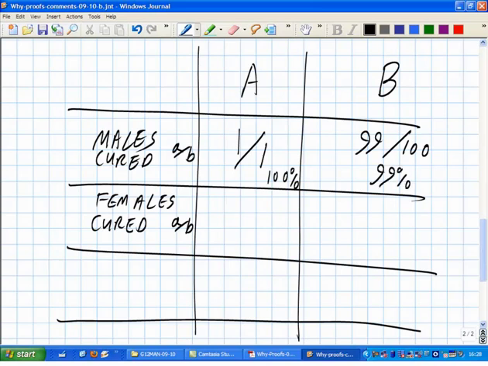Now what I'm going to do for the female patients? 2 out of 3. That's a good one. That's 67%-ish. One out of 2 for 50%. And let's have a look at what happens for all patients.